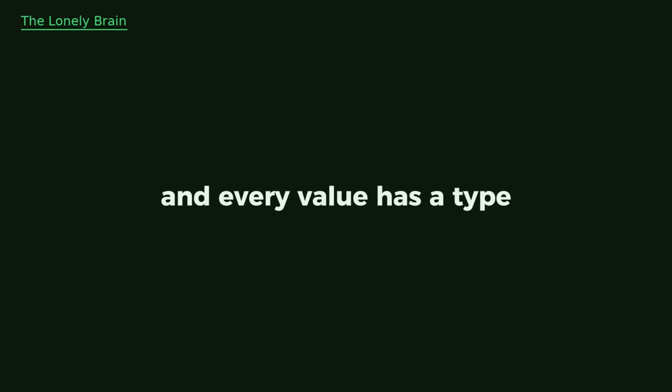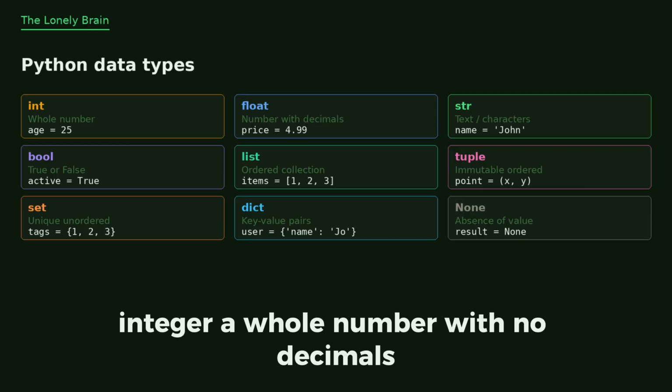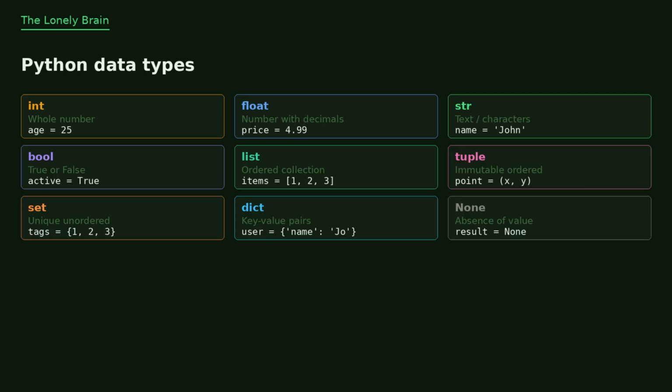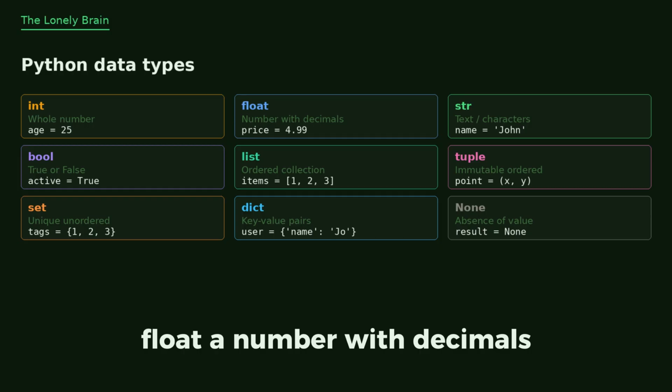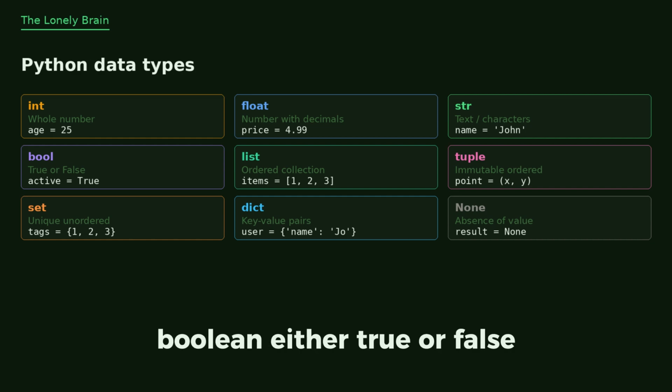Now, every variable holds a value, and every value has a type. Python has several built-in data types you need to know. Integer, a whole number with no decimals. Float, a number with decimals. String, a sequence of characters wrapped in quotes. Boolean, either true or false.